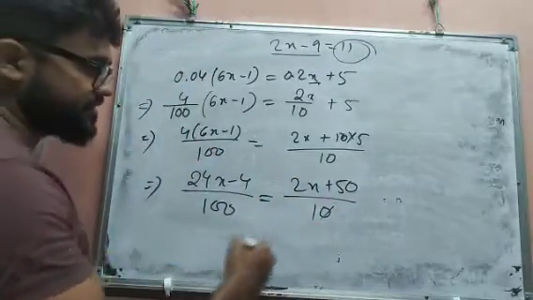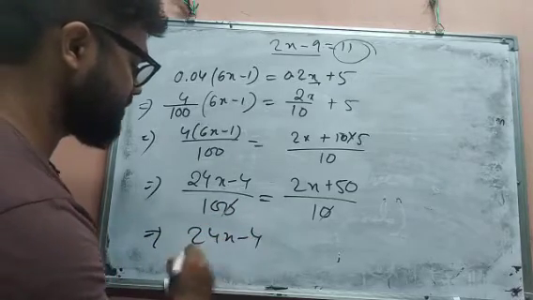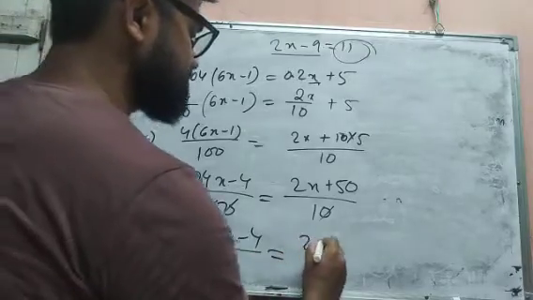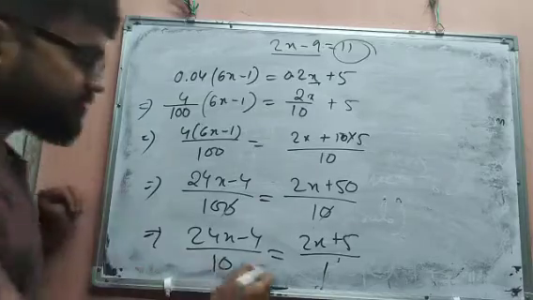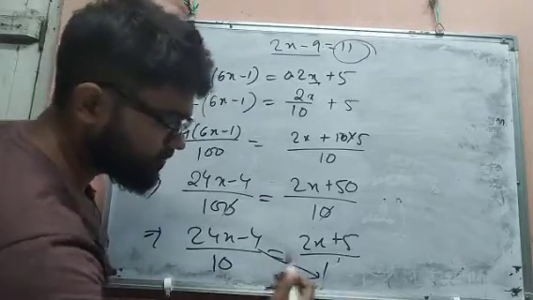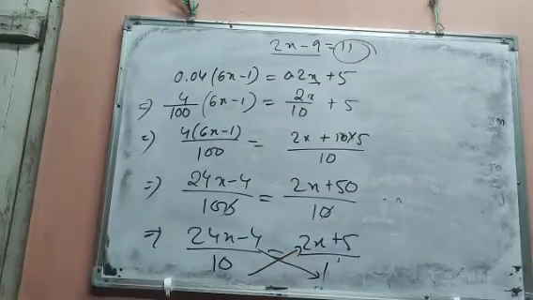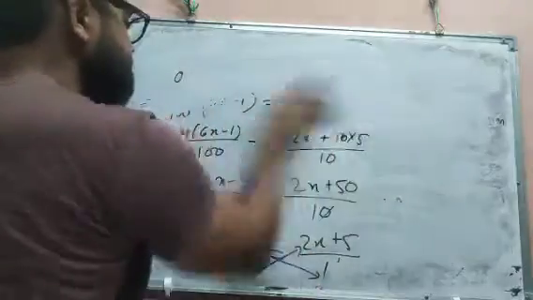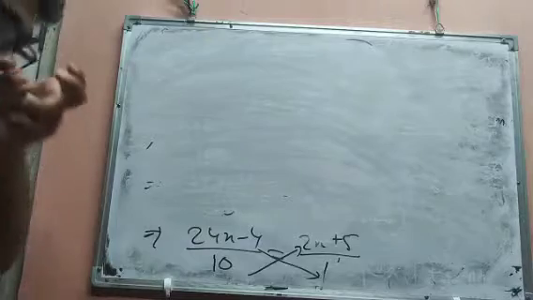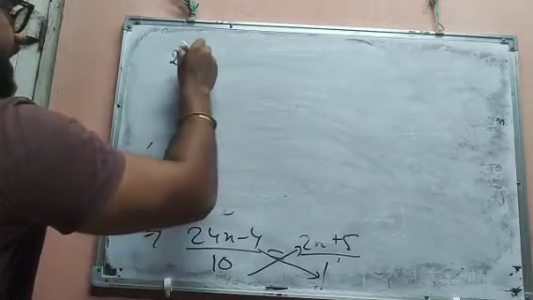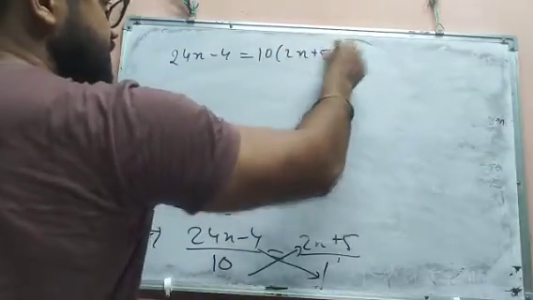Now this 0 can be cancelled, so you will remain only 24x minus 4 by 10, and here it is remaining 2x plus 50 by 1, only 1. Now we have to do the cross multiplication, that means the numerator into the right hand side denominator, and the denominator of the left hand side to the numerator of the right hand side. So if we do the cross multiplication, what we will get? We will get 24x minus 4 equal to 10 into 2x plus 50.